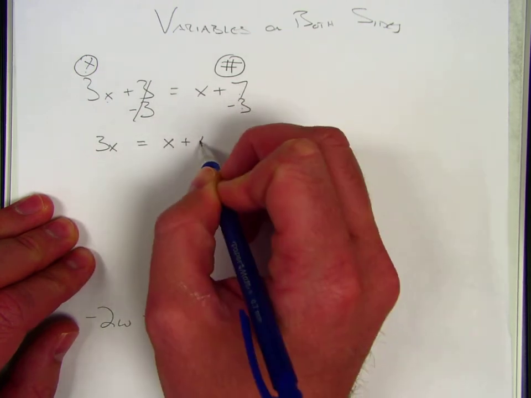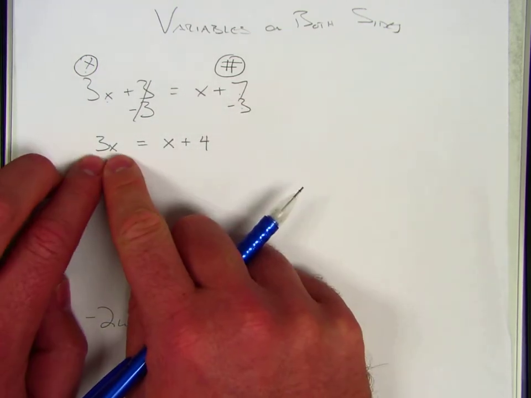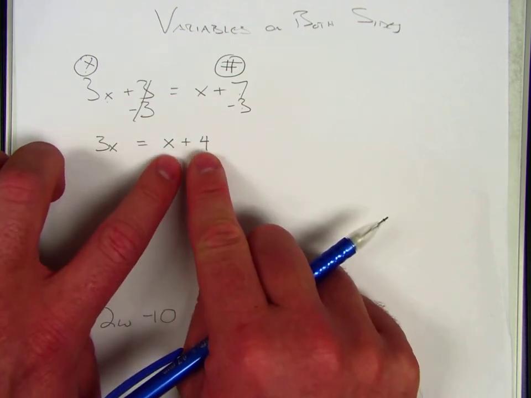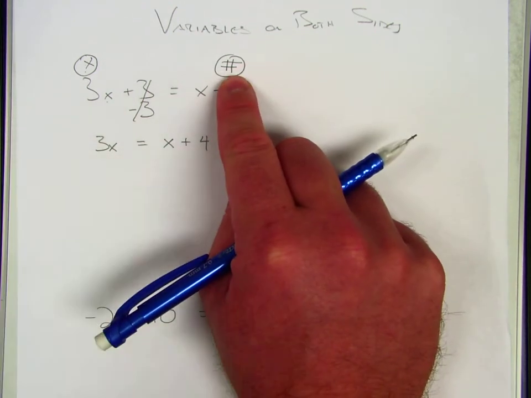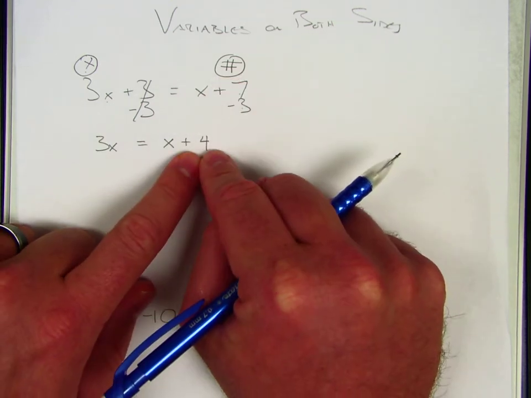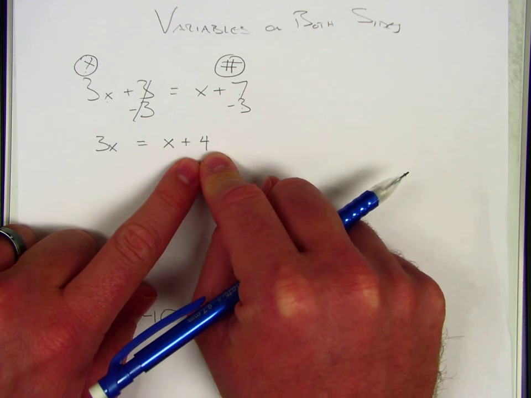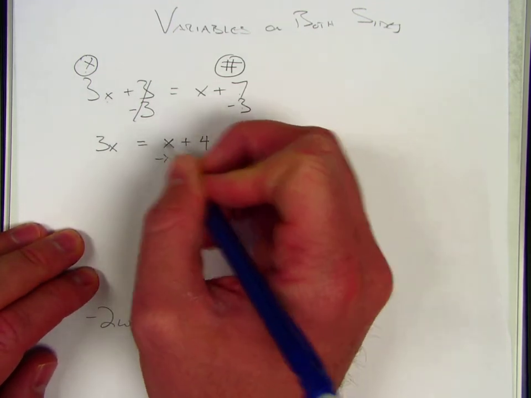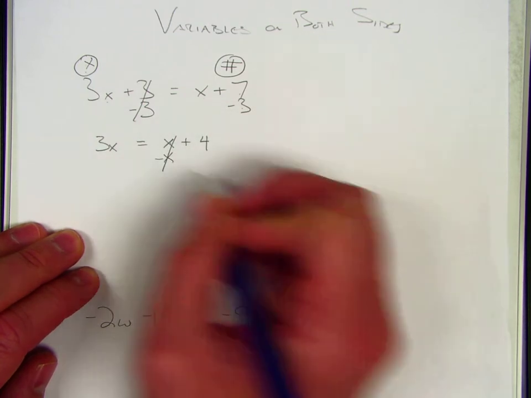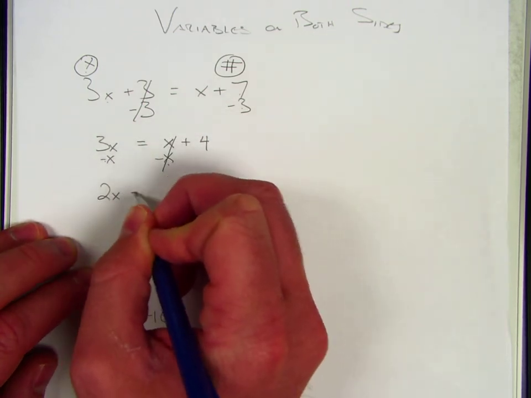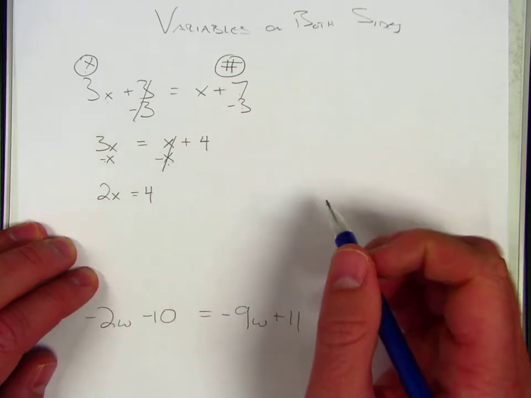7 minus 3 is 4. So I have only x's. I have 3x on this side of the equation, but over here I have two different terms. Over here is where I want my constants to be. And here, 4 is a constant, so it's already on the right side of the equation, but I want to get rid of the x. So the way I get rid of the x is by subtracting x from each side. x minus x is 0. Anything I do to one side, I have to do to the other. And I have that 2x equals 4.